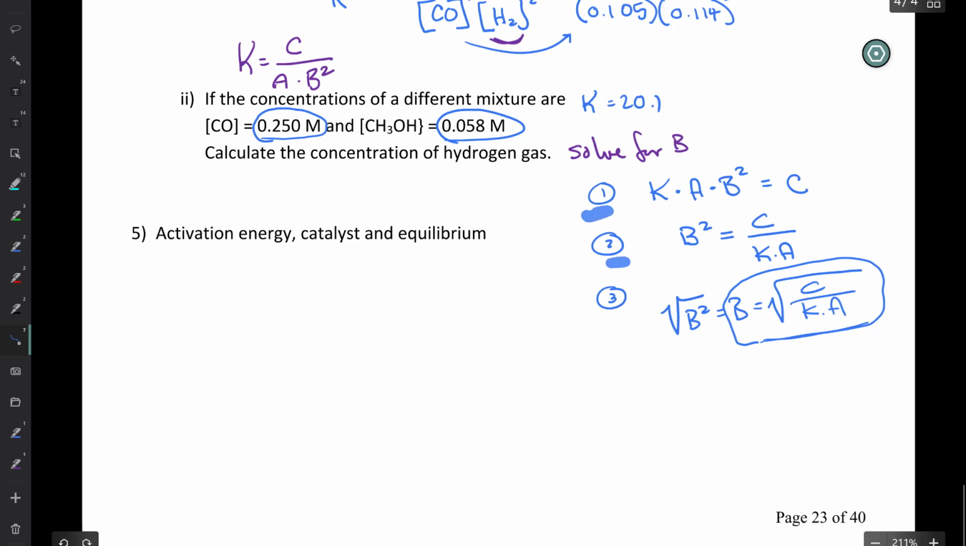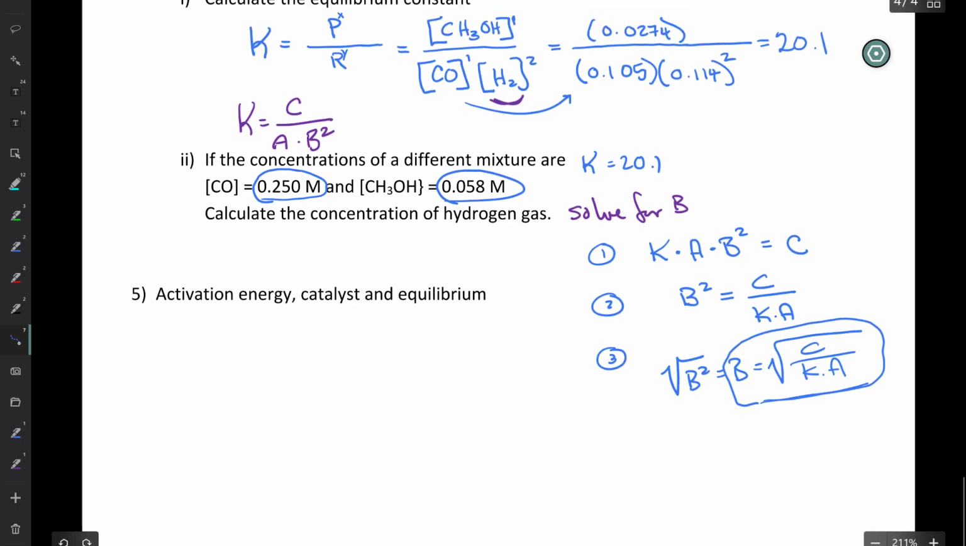The second thing I did is I divided through by K and A on both sides and was able to get B by itself. And then because I want B, not the square of B, I went ahead and took the square root of both sides. That's why I have the radicals on both sides, and that gave me B. So now all that's left to do is populate the variables that I've created with the concentrations that were given.